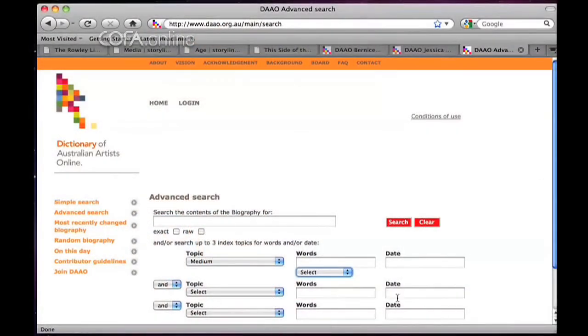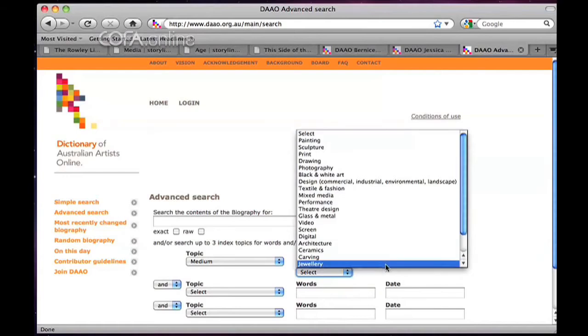I've also had some problems in the early days with the DAO itself and how the DAO structure didn't really fit with the kind of things I'll be asking Aboriginal people. For example, in the media category of the DAO, you will notice if you do an advanced search, there's all these different forms that you can choose from. We found then, when we began, that was incredibly Eurocentric.